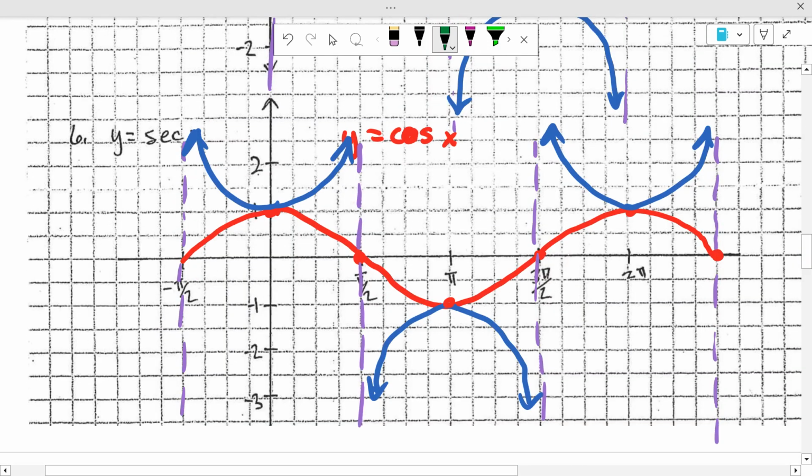Same with secant. So you graph your cosine curve, graph your asymptotes, and you only need 2 of these. Okay, I put 3 again for extra measure. But you only need 2 of these. So parabola, parabola.